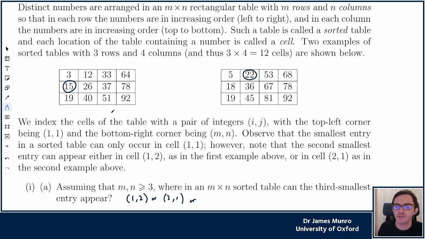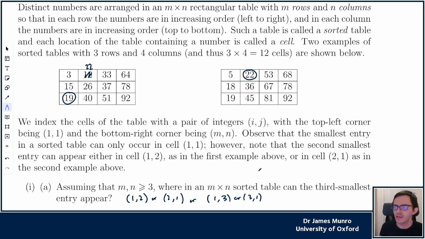Because I suppose this 12 could be a 22, and if it's a 22, then the third smallest number is down here. There's nothing to stop this being a 22, I think. So the third smallest number could be in 3, 1 or 1, 3, I suppose. Flipping the columns and rows. They've told us that m and n are both bigger than 3, so these things exist.